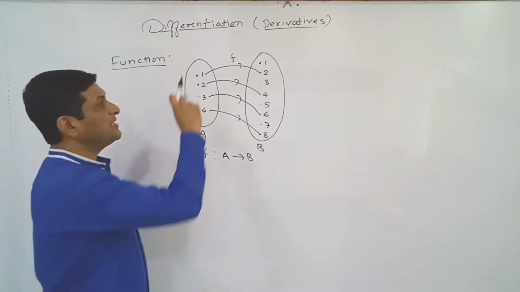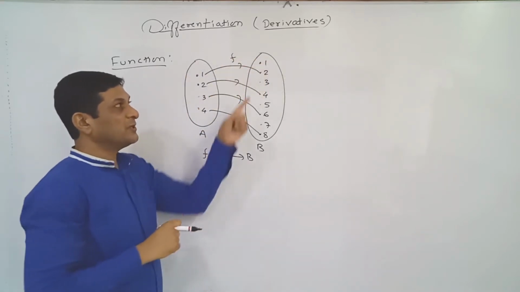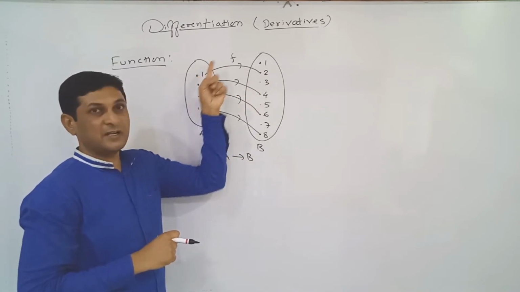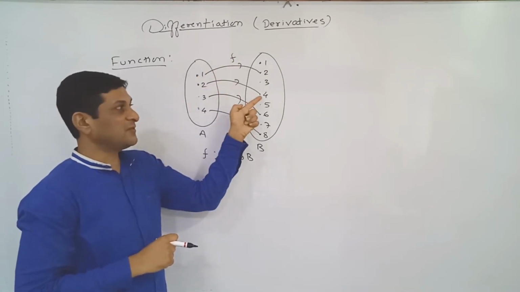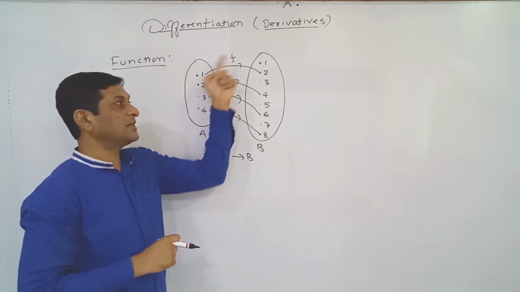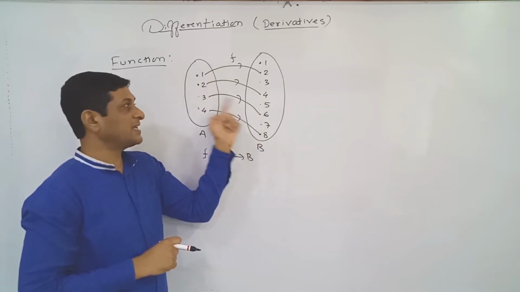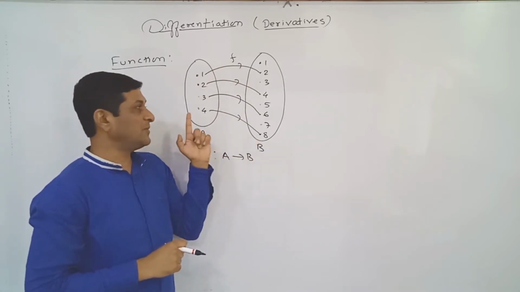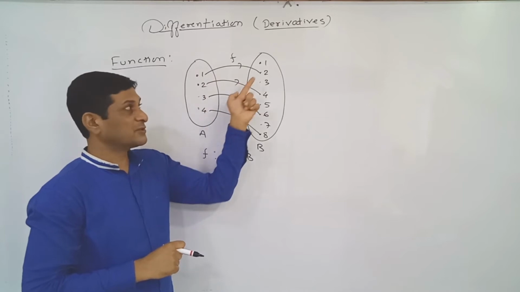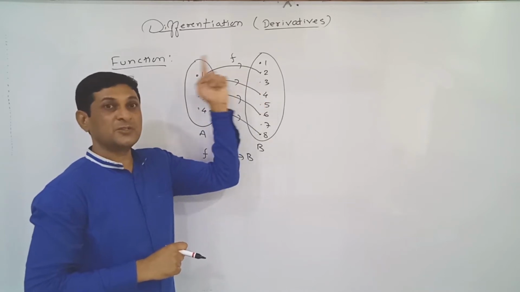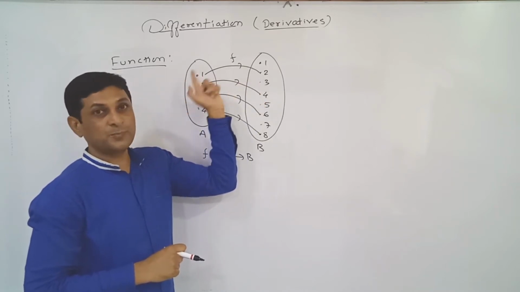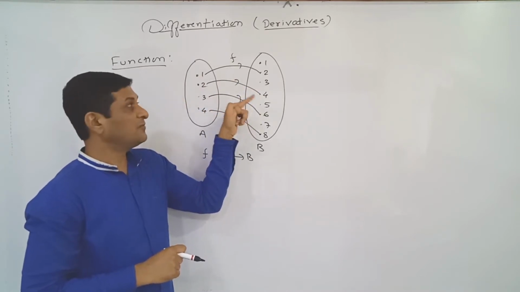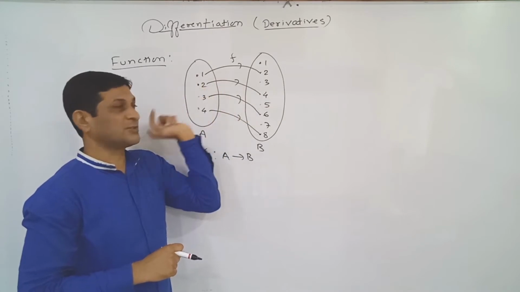F. Now 1 is related with 2. So 2 is called the image. 2 is called what? Image. Image of what? 1. Under which function? F. In the same way, 4 is called the image of 2 under the function f. 6 is called the image of 3 under the function f. In the same way, 8 is called the image of 4 under the function f. So what we have seen: 2 is called the image of 1, where 1 is called the pre-image of 2. In the same way, 4 is what? Image of 2, where the pre-image of 4 is 2.